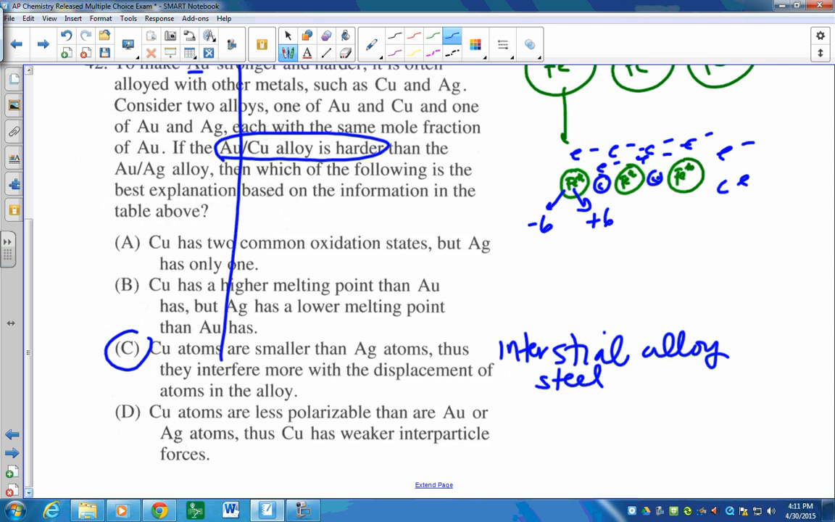And then I would not choose, copper atoms are less polarizable. That's true because they have fewer electrons. But interparticle or intermolecular forces aren't about ionic bonds and covalent bonds and metallic bonds. They're about phases and the interactions between two water molecules, not inside the water molecules. So C is the best answer.